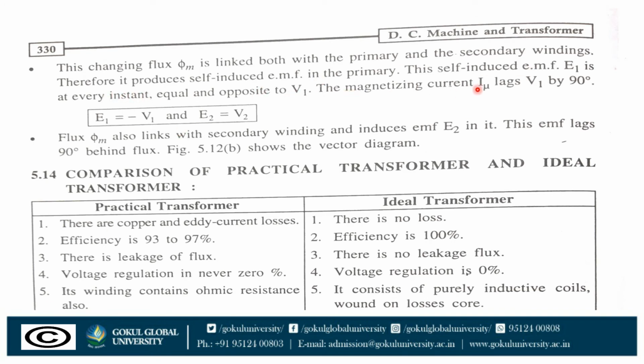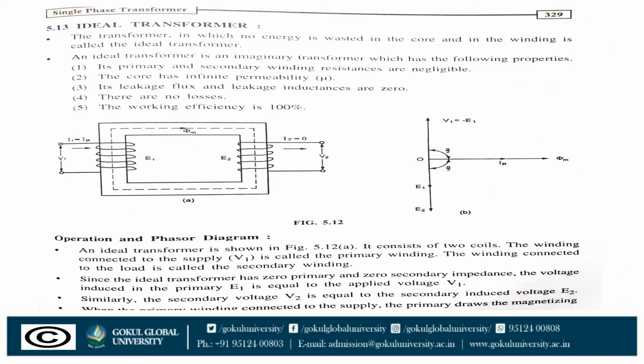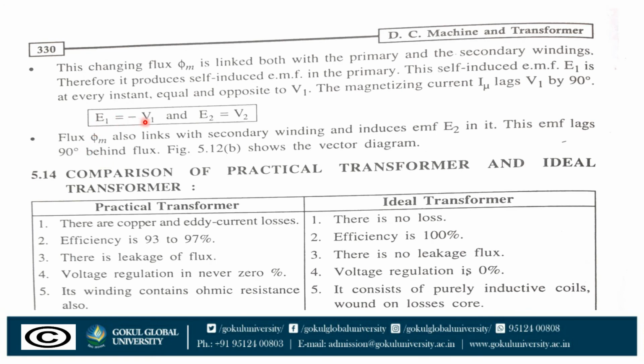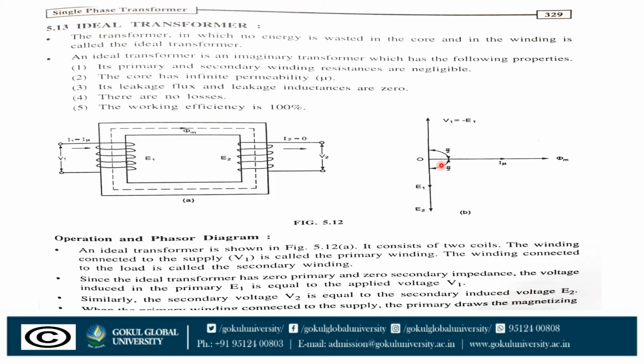And the magnetizing current I mu lags V1 by 90 degrees. As shown in the figure, magnetizing current I mu lags behind V1 by angle pi by 2. Okay, lagging. So E1 is equal to minus V1 and E2 is equal to V2. The flux phi m is also linked with the secondary winding and induces EMF E2 in it. This EMF lags 90 degrees behind the flux. As shown in the figure, the induced EMF E2 lags behind phi m by angle pi by 2, according to Lenz's law. Clear?